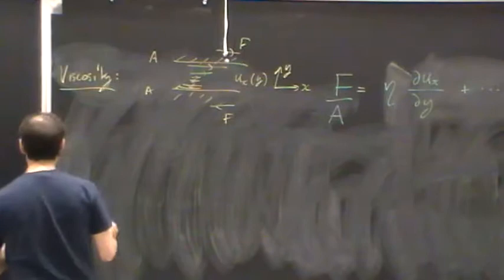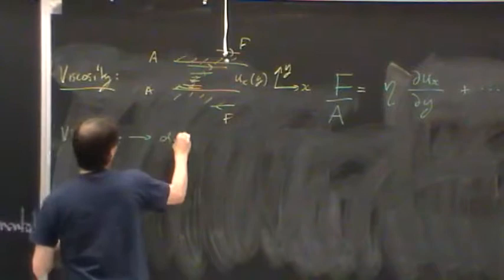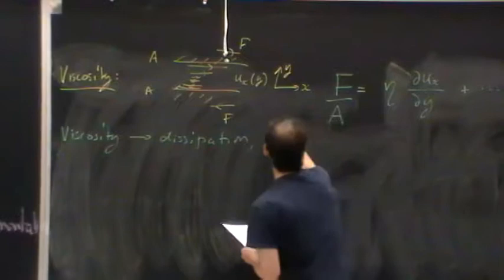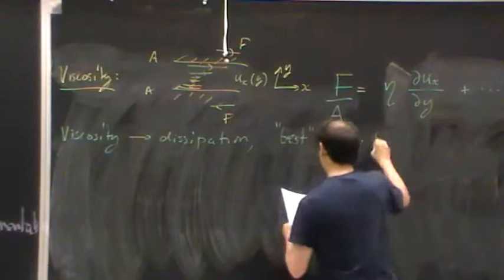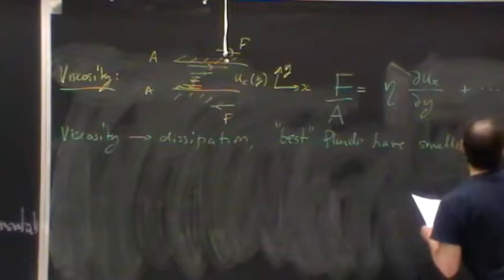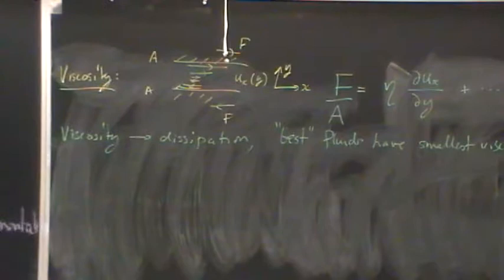The viscosity gives rise to dissipation, usually. And so you might think that the best fluid would have the smallest viscosity. So let's see how we could try to estimate what the viscosity is.